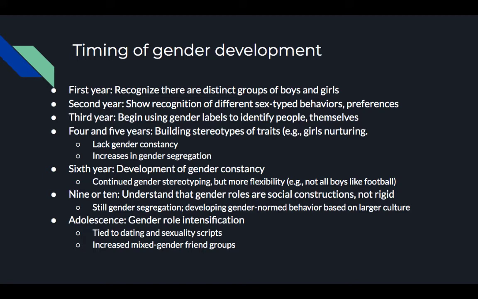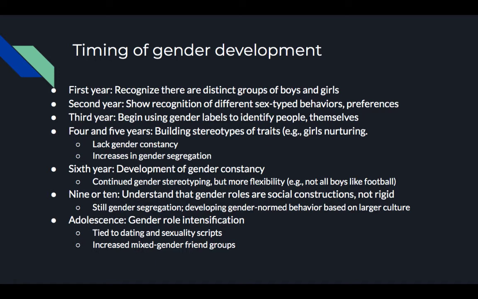At 4 and 5 years, kids generally lack gender constancy, meaning that kids aren't necessarily sure that your gender is the same. Like, if you get your hair cut, that might change your gender. And there's increases in gender segregation. In the 6th year, gender constancy develops, and there is continued gender stereotyping, but there's a little bit more flexibility as kids realize that football is more of a boy thing than a girl thing, but not all boys are into football, and some girls are into football, so they start to realize there's some flexibility there.